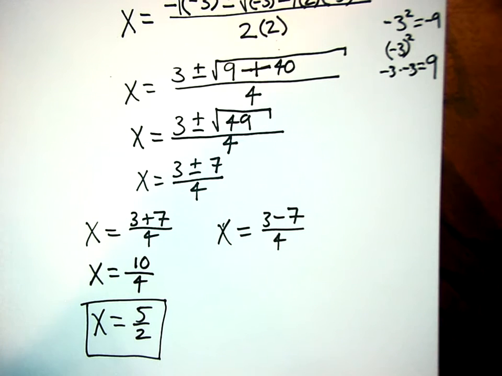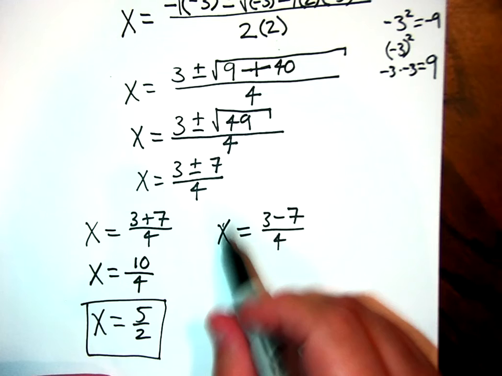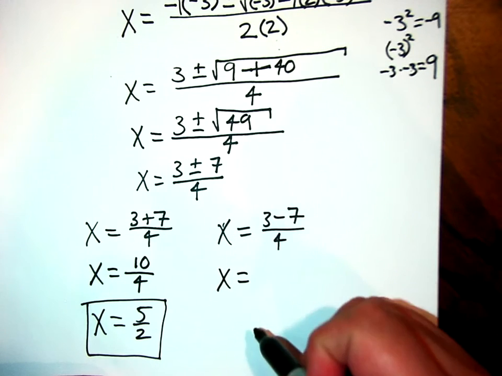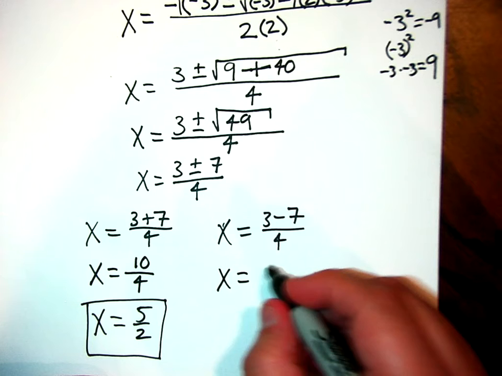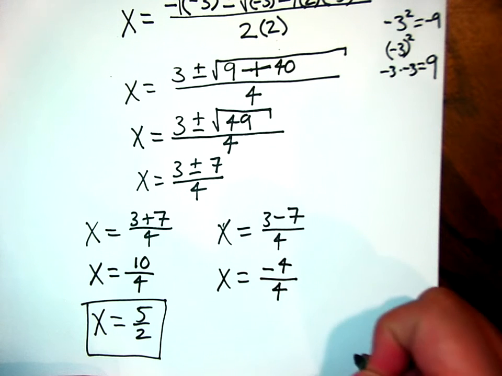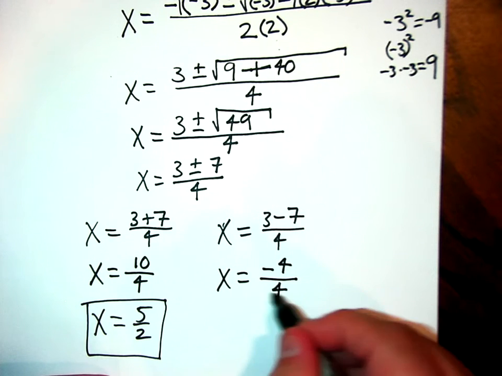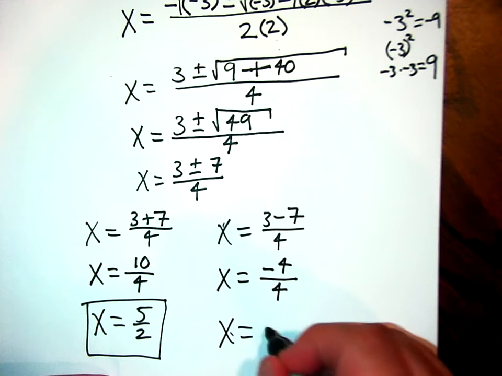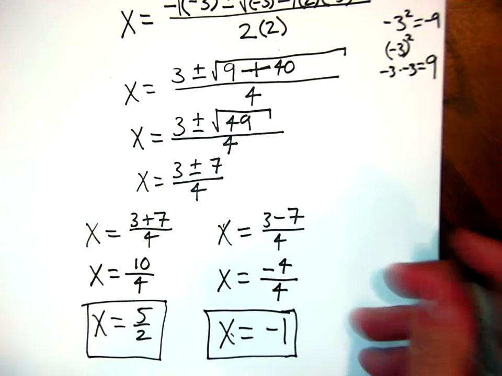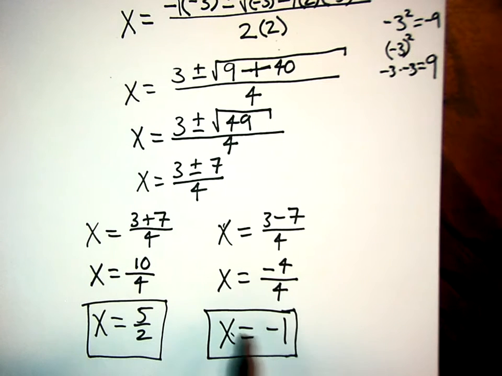Okay. And if we look at this one, x equals 3 minus 7, that's going to give me a negative 4 over a positive 4. And this fraction is just going to reduce to x equals negative 1. Okay, so there's my other root, my solution. And these two together, this negative 1 and this 5 halves, make my solution set, the set of intercepts for that quadratic equation.